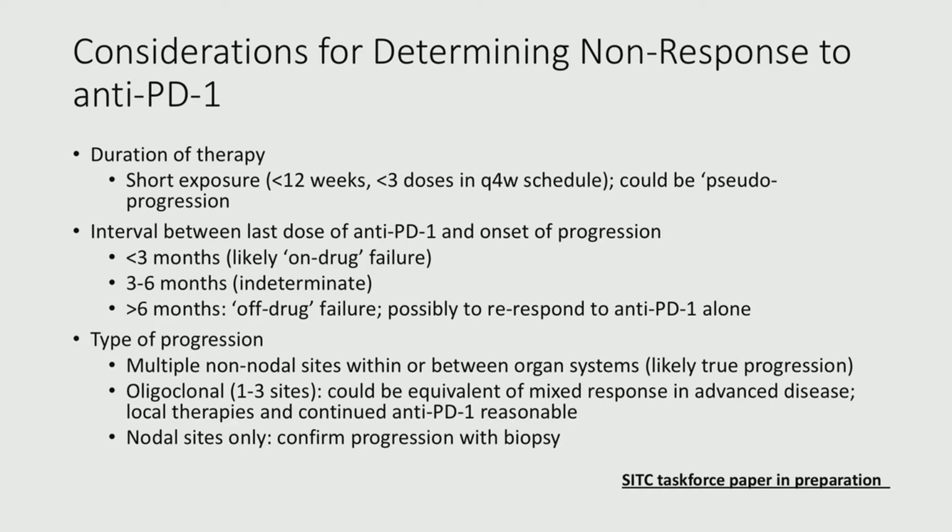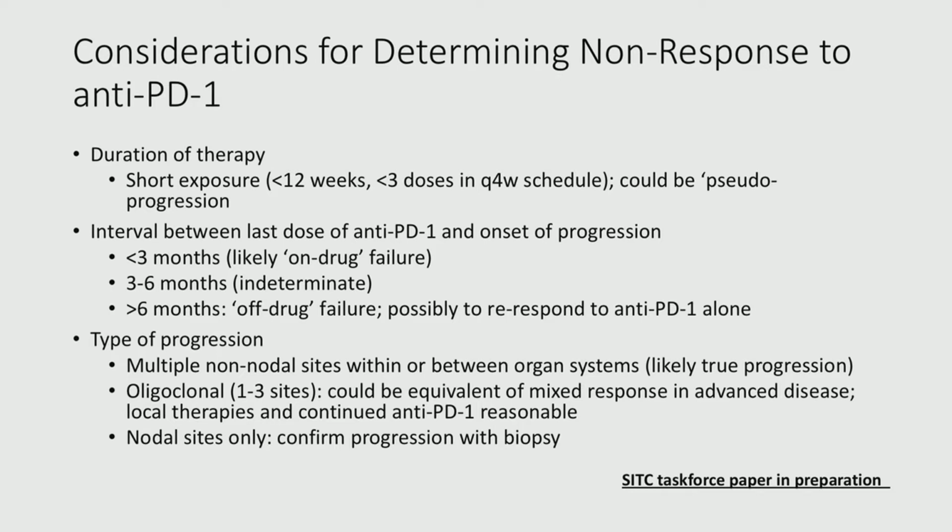And not all progression is the same in the clinic. If you have multiple non-nodal sites of disease that are growing, that's probably true progression. But if you have oligoclonal progression, that doesn't really mean that the patient is resistant. They may be resistant in those sites, but you can take care of those individual growing lesions with surgery or radiation and may still get a very good outcome. And so if you're looking at survival in that setting, your drug may not really be affecting survival.